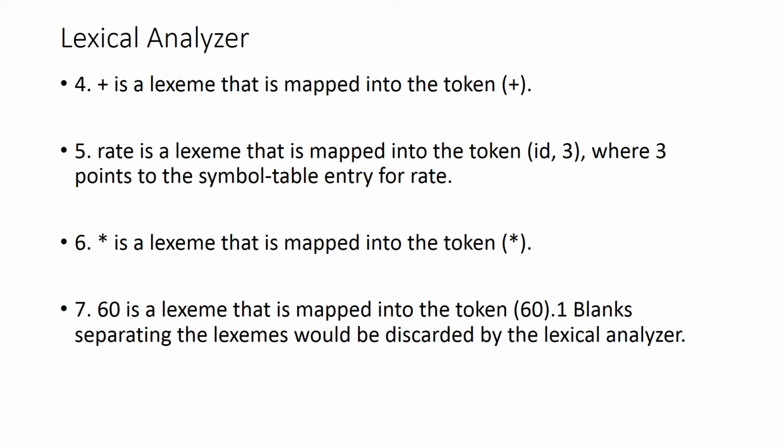4. Plus is a lexeme that is mapped into a token. 5. Rate is a lexeme that is mapped into the token ID 3, where 3 points to the symbol table entry for rate. 6. Star is a lexeme that is mapped into a token. 7. 60 is a lexeme that is mapped into a token. Blanks separating lexemes would be discarded by the lexical analyzer.